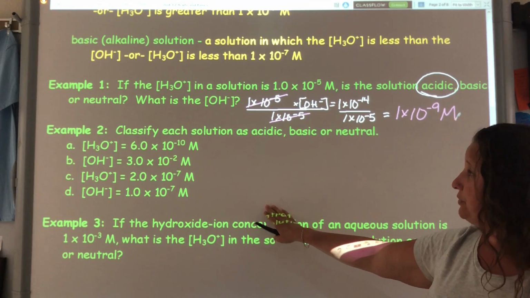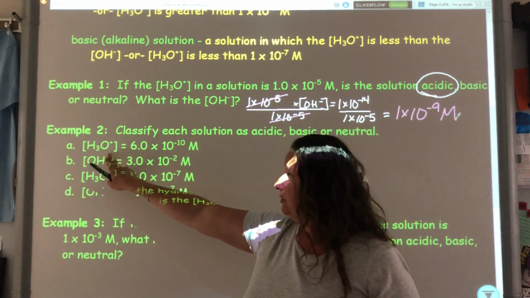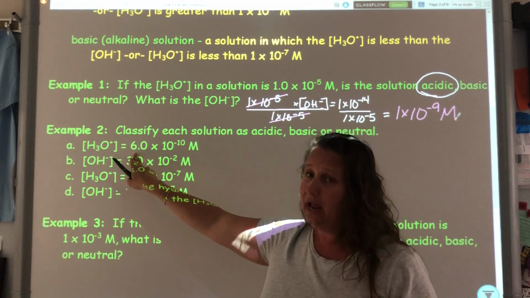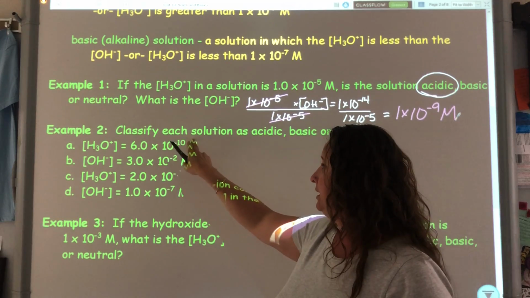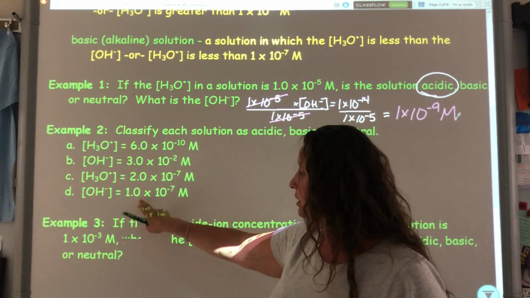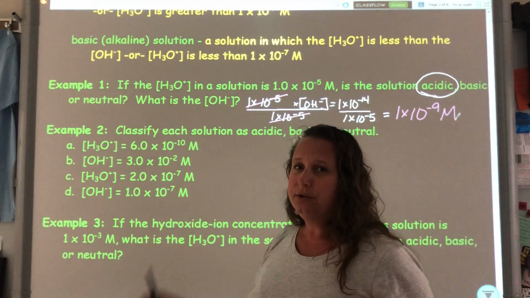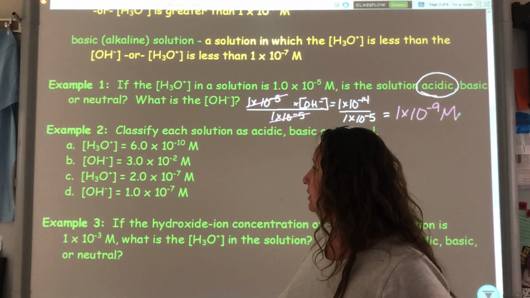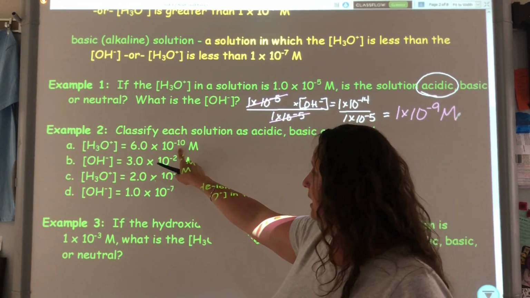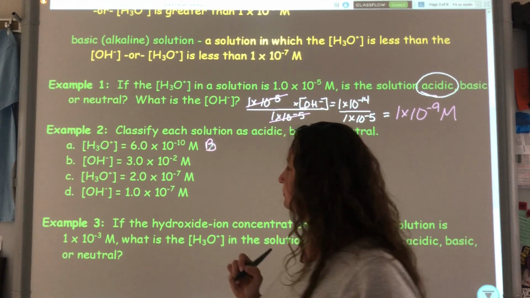It says classify each solution as acidic, basic, or neutral. So be careful as far as what you're given out in front. And notice that we don't always have to have 1 times 10 to the whatever. We can actually have other numbers, and they don't even have to be whole numbers. They can be like 6.3 or 7.9. So sometimes you definitely need your calculator. But in any case, this is going to be much less, so this is going to be a basic solution.